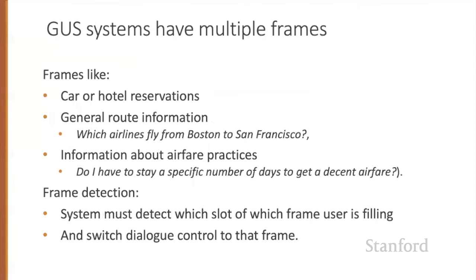Many domains require multiple frames. Besides frames for car or hotel reservations, we might need frames with general route information for questions like which airlines fly from Boston to San Francisco, or information about airfare practices for questions like, do I have to stay a specific number of days? The system must be able to disambiguate which slot of which frame a given input is supposed to fill, and then switch dialogue control to that frame.